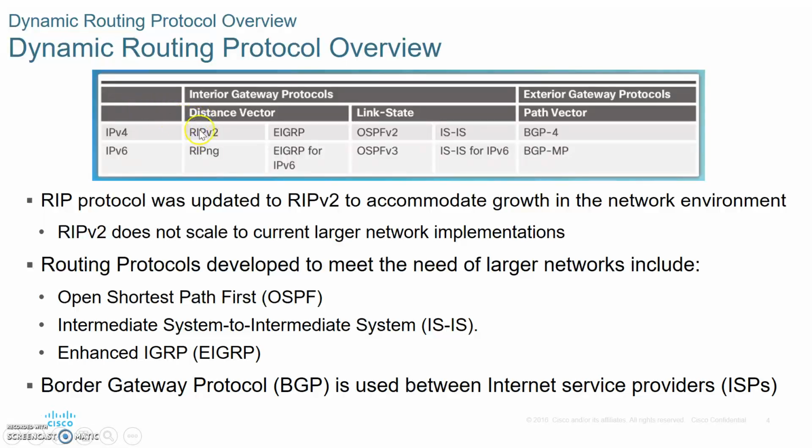In this chapter, we will look at RIP version 2, which was an update from RIP version 1. Basically, the update is to accommodate growth in your network. But if your network becomes too big, RIP version 2 may not be able to support it. Then you need to either run EIGRP, which is also a distance vector routing protocol, or you need to run a link state routing protocol like OSPF or IS-IS. For exterior gateway protocol, the example we have is BGP, which is used for routing between the ISP.